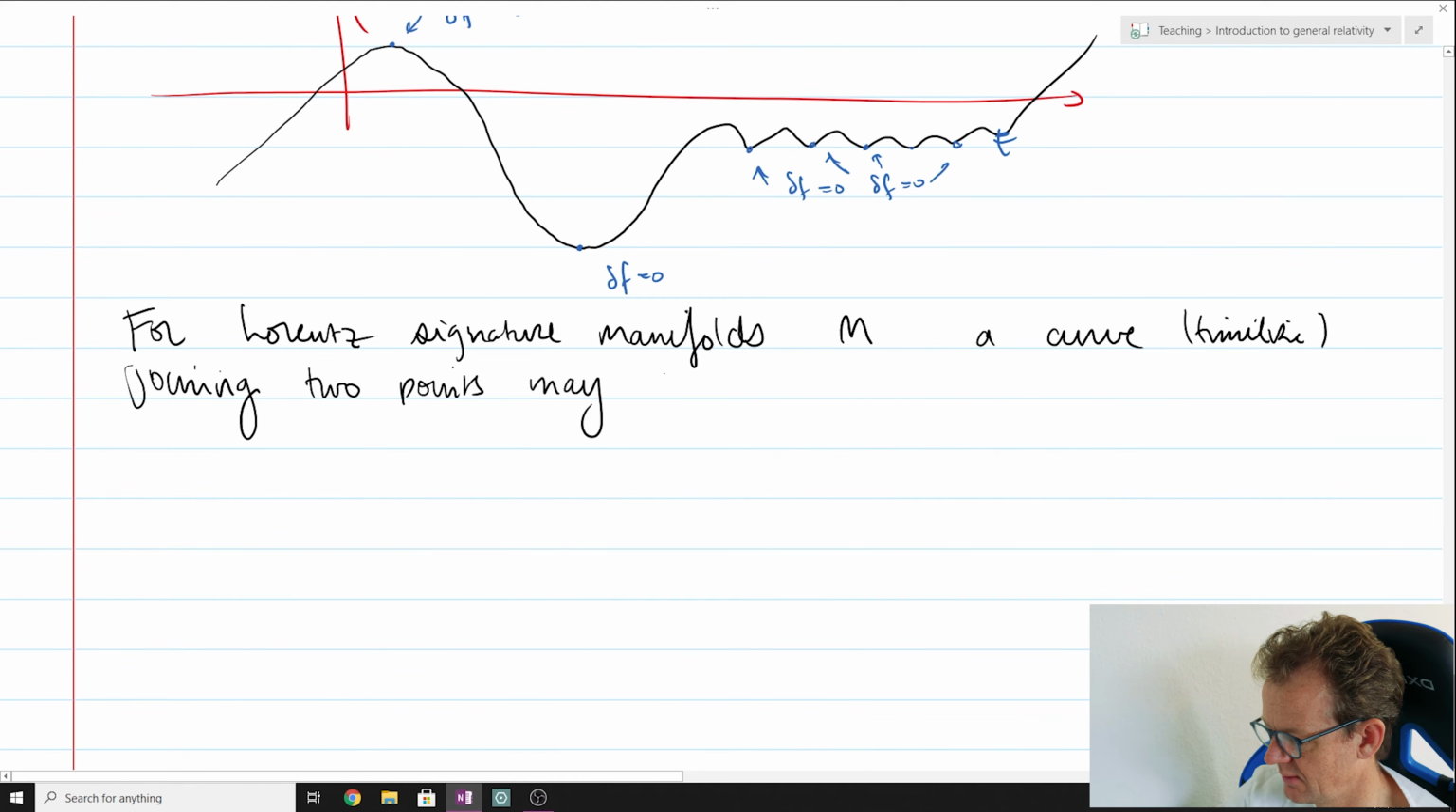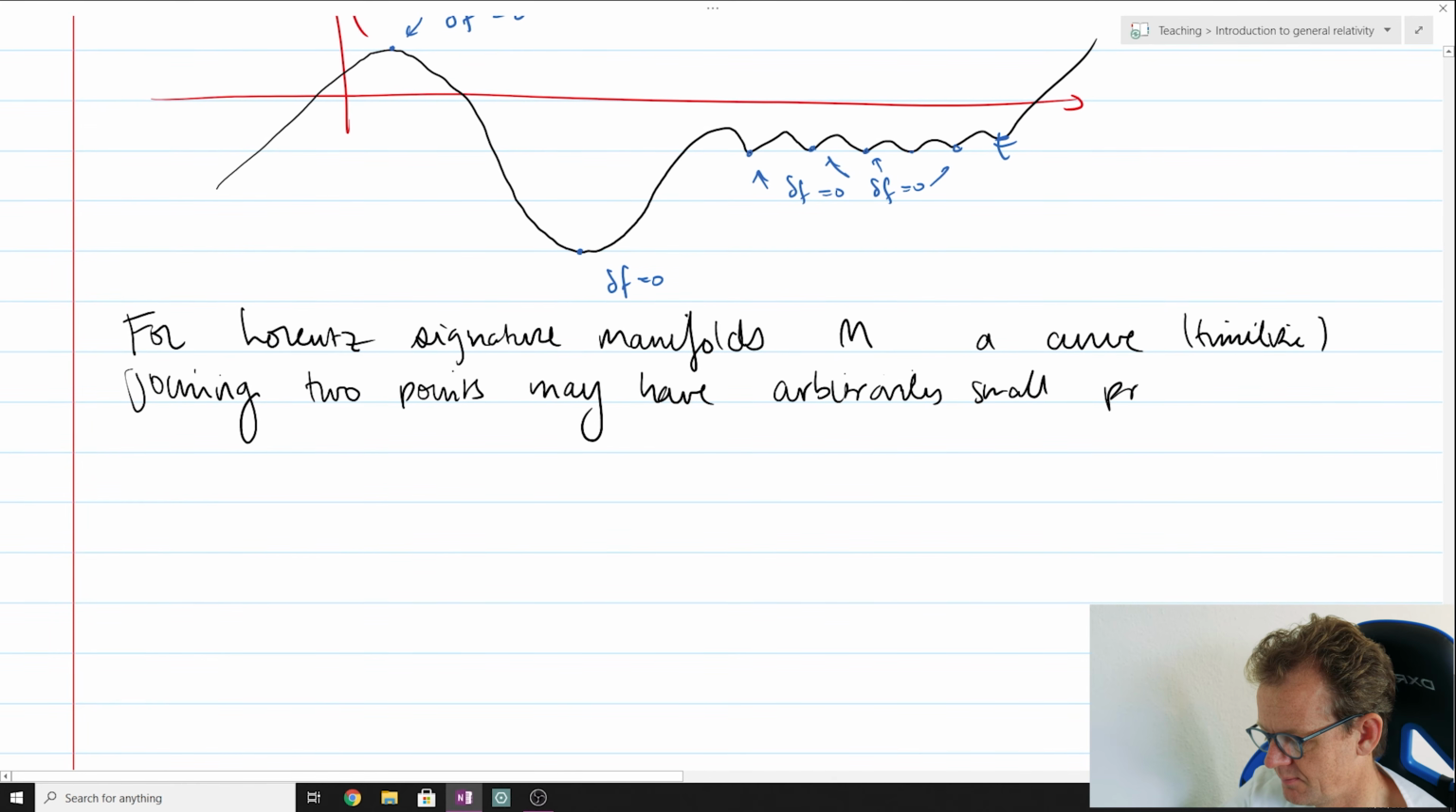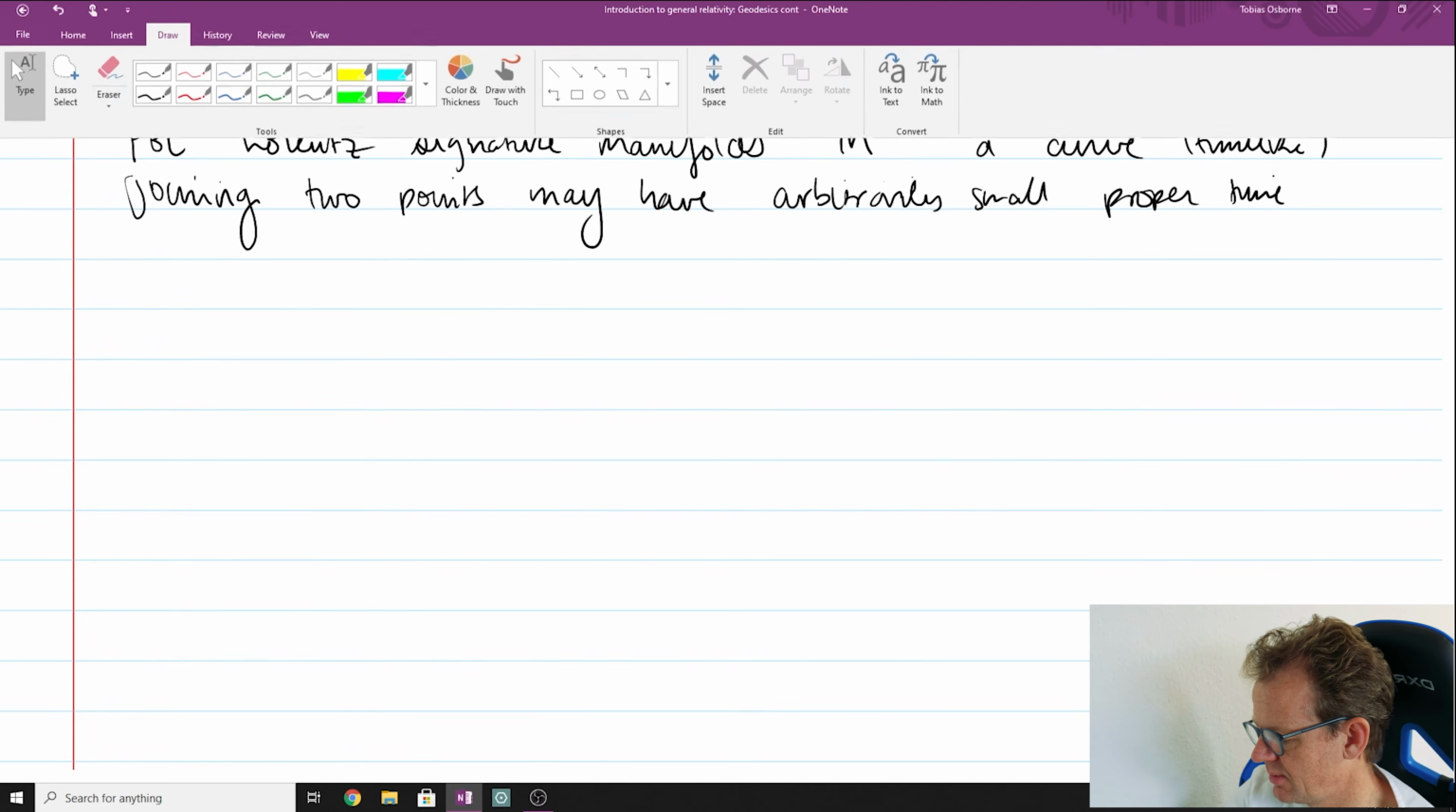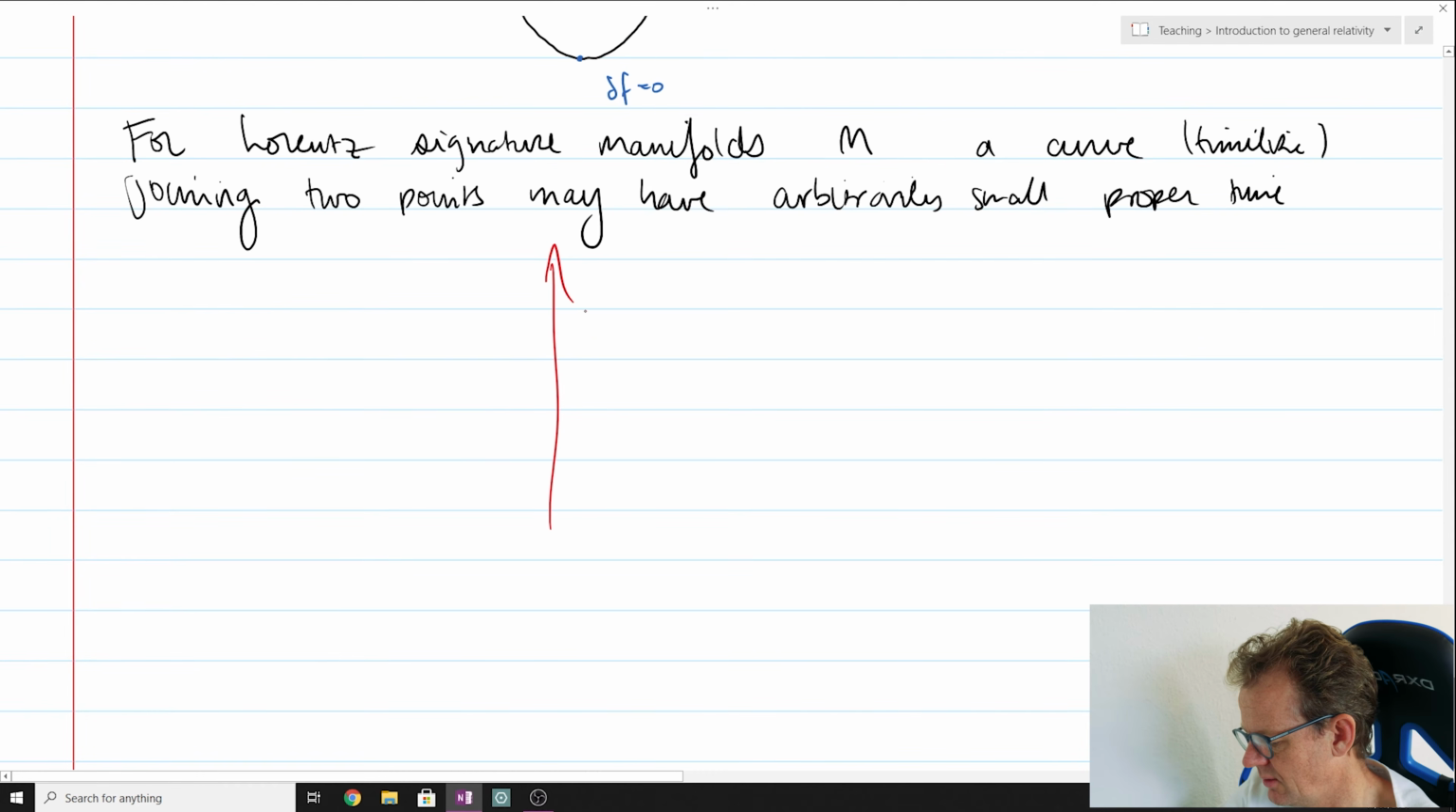But note the following. It turns out that if you've got two points that are timelike separated, then they may have arbitrarily small proper time. If you try, you can always minimize the proper time. You can bring it down to essentially 0 always.